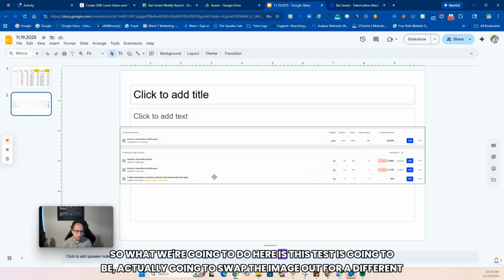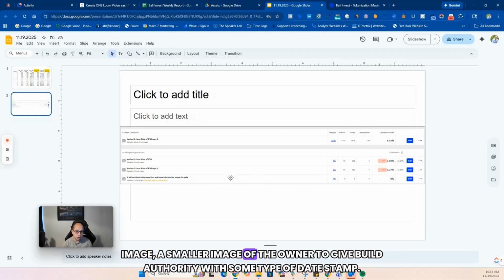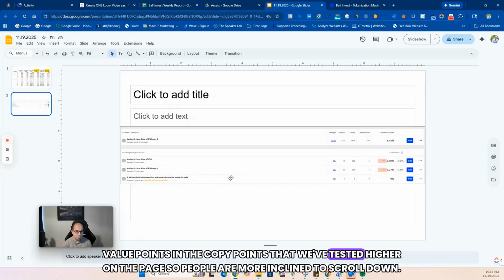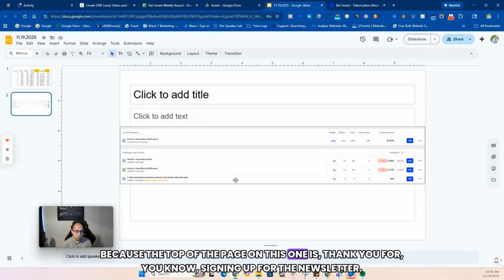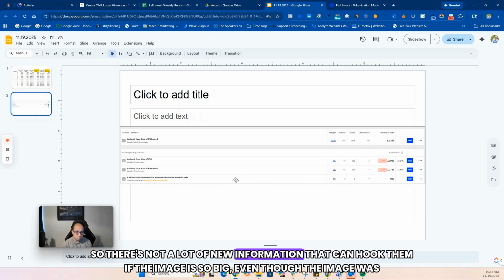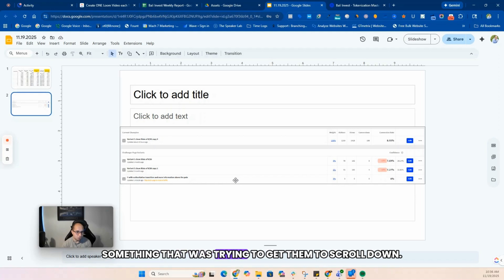So what we're going to do here is this test: we're actually going to swap the image out for a different image, a smaller image of the owner, to build authority with some type of date stamp. And that's also going to increase what we can put above the fold, and see if we can get more of those really high value points and the copy points that we've tested higher on the page, so people are more inclined to scroll down. Because the top of the page on this one is, hey, thank you for signing up for the newsletter. Your resource will be soon. And that takes up a lot of the space. So there's not a lot of new information that can hook them if the image is so big, even though the image was something that was trying to get them to scroll down.